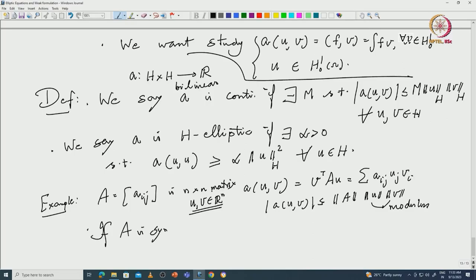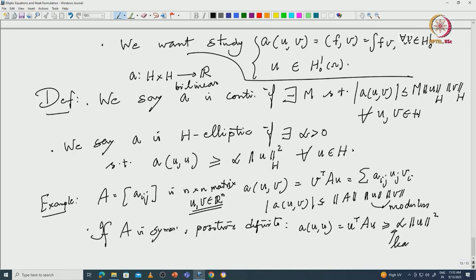A is symmetric and positive definite, you said positive definite matrix, then you know that A(u, u) is nothing but your u transpose A u, which is greater than or equal to some alpha into norm u square, where alpha will be your least eigenvalue, least positive eigenvalue. You know that positive definiteness means positive eigenvalues.